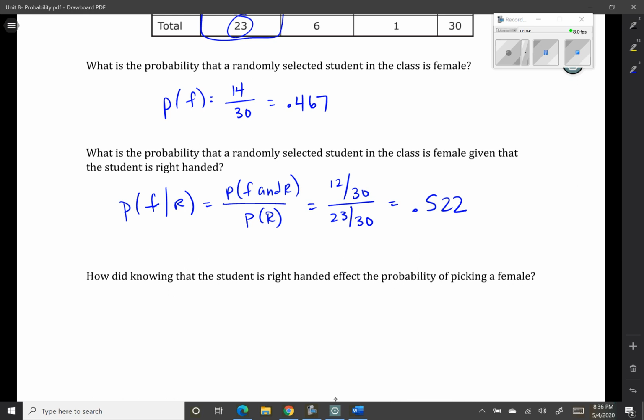Well, what we can see here is by knowing that the person's right-handed, the probability increased slightly. Right? So what we can say is actually a couple different things. We can say there's a greater chance of being a female if you're right-handed, right? You could say that the probability increases of picking a female when only looking at right-handed people versus left-handed people in this small sample. All right, so all of those things you can write here that I just spoke about, I'm not going to write them all out.